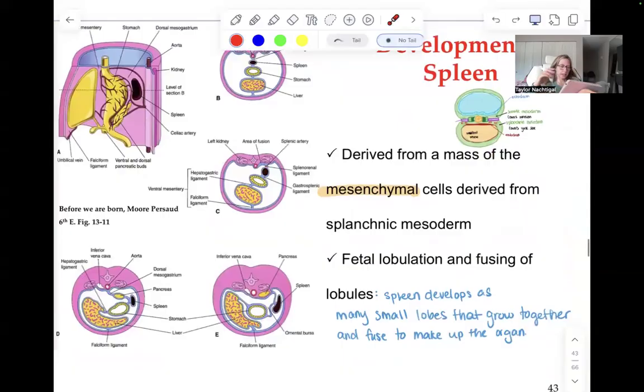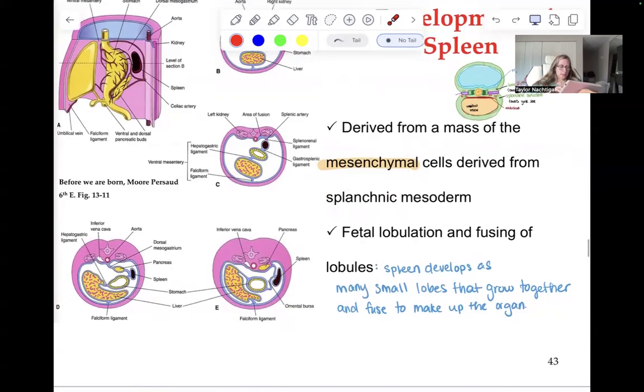Okay, the spleen comes from mesenchymal cells. Remember earlier on I said that most of the organs, liver, stomach, duodenum, pancreas, they all arise from the foregut tissue. But the spleen is different because it is derived from a mass of mesenchymal cells coming from the splanchnic mesoderm.